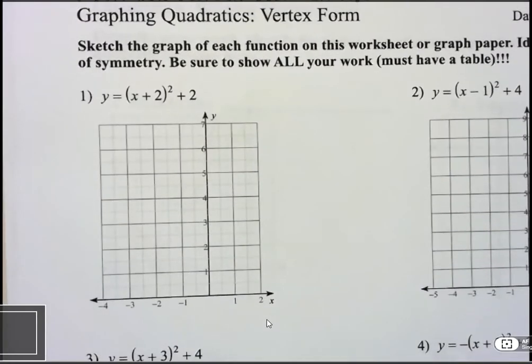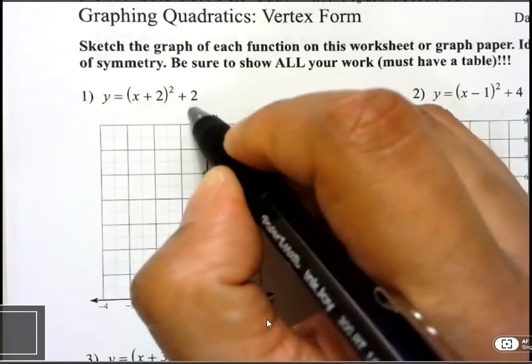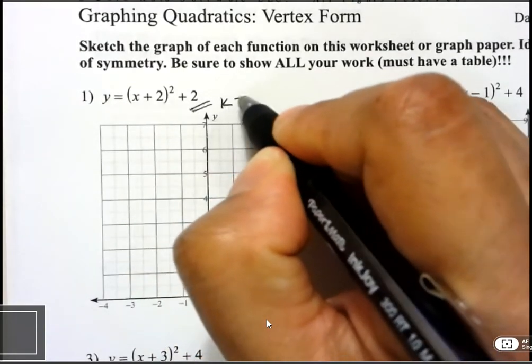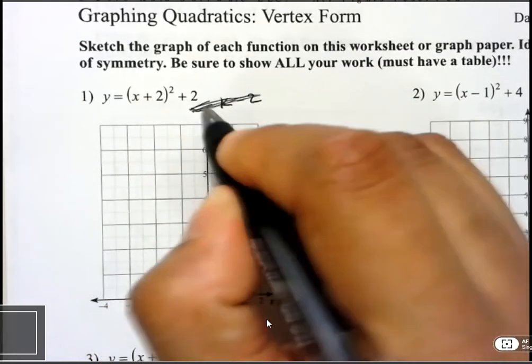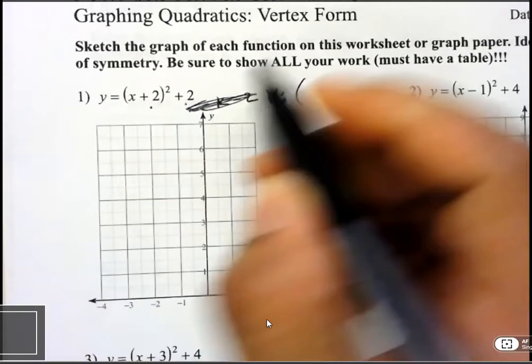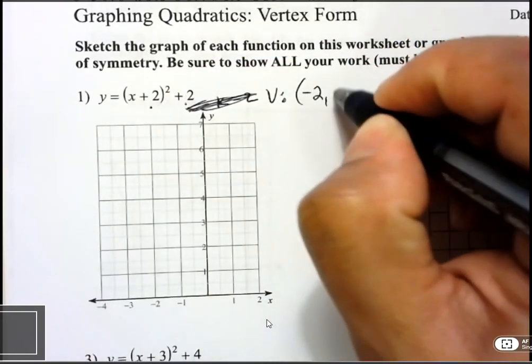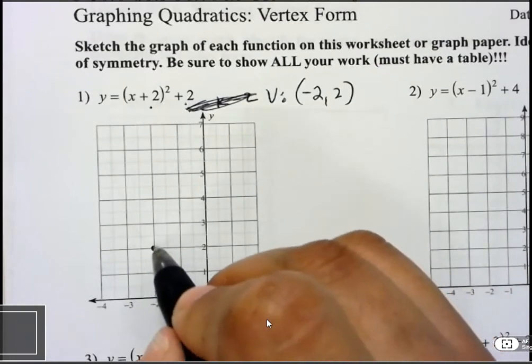In these exercises, we're going to go through 6 of them, and we're going to look to see what the transformations were. When I look at this, it tells me that k equals 2. It moves up 2. Well, actually, just get the vertex. Opposite, keep. So it's going to be (-2, 2). And so you plot (-2, 2).